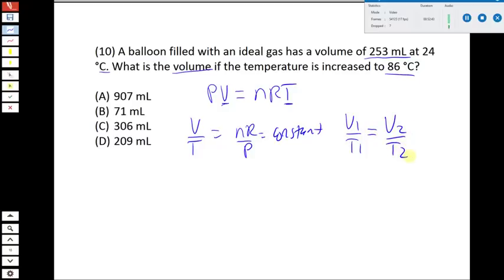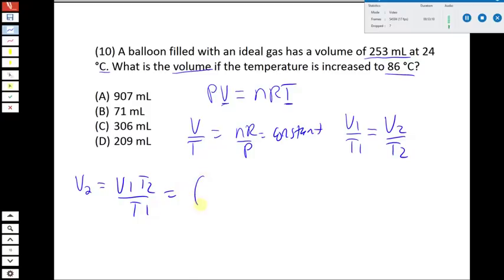So in any of these types of problems, you separate out the variables that are changing, and you set the initial and final equal to each other like we did here. All right, so we have this. This is technically Charles's law, but we don't need to even know that for this problem. We can just derive the correct equation starting with PV equals nRT. So what we're solving for here is V2, the final volume after we've increased the temperature. So that's going to be V1 times T2 over T1.